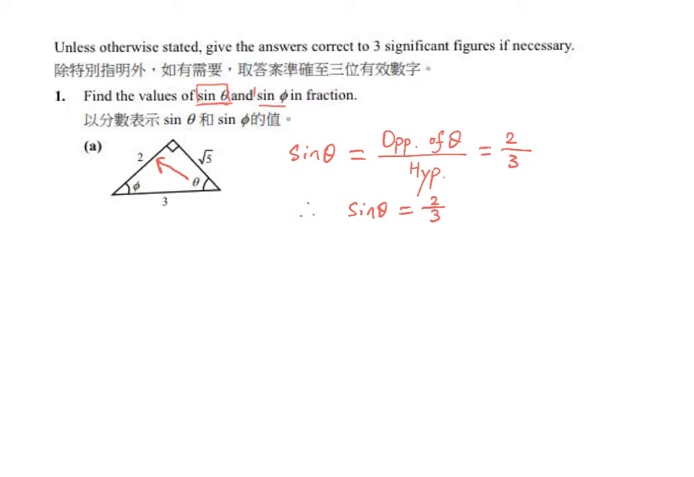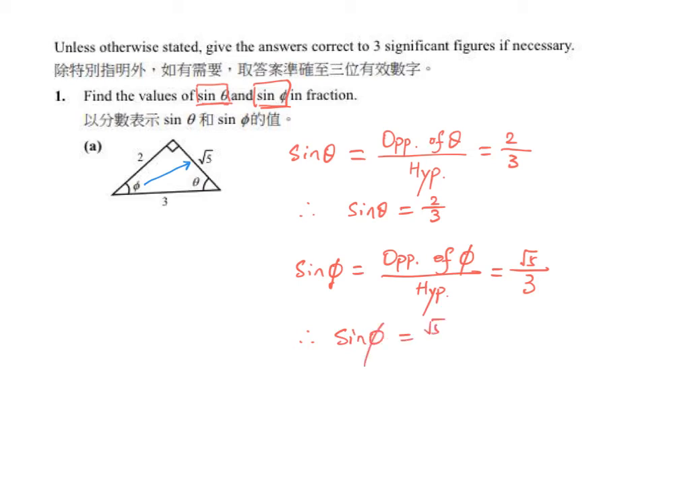And now looking at sine phi, which is equal to the opposite side of phi over hypotenuse. So we need to identify which side is the opposite side of phi. So the opposite side of phi should be this one, square root 5. So over hypotenuse, which is the same 3. Okay, therefore sine phi is equal to square root 5 over 3.